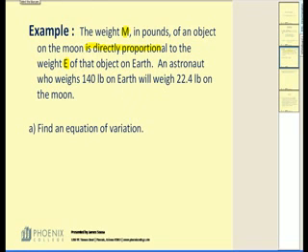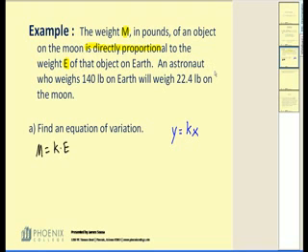Now going back to our notes, we know that the direct variation equation is y equals kx. But on this problem, we're not using y and x, we're using m and e. That's really the only difference. So the weight m is directly proportional to e. The way we write that would be m is equal to k times e. Now this is our general equation, but we want to find the value of k to make it the equation of variation. And we can do that by using the next sentence.